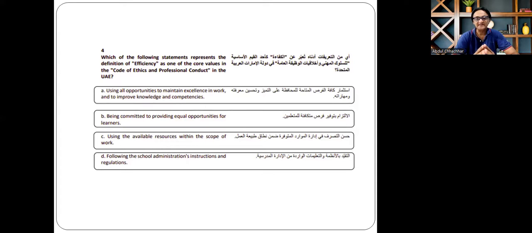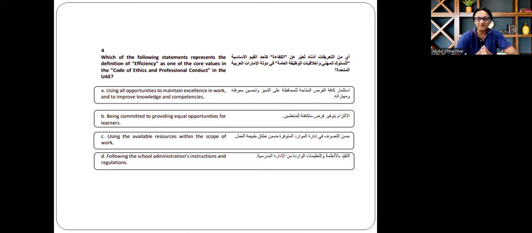Which of the following statements represents the definition of efficiency? Efficiency is one of the very important things. We know the code of conduct, and the code of conduct has certain values, just like integrity, truthfulness, honesty, equality, objectivity, and efficiency is one of the pillars or elements of the code of conduct. Now, how do you have to be efficient? If you are using all opportunities, that's not efficiency, okay?